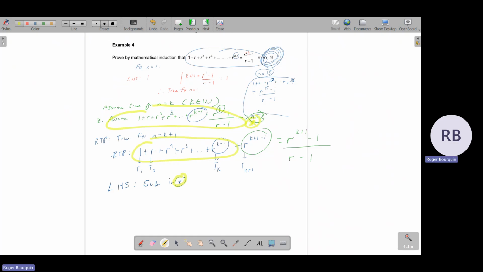We assume. Okay, so this is, you're replacing this with R to the K minus 1 over R minus 1, because this is equal to that. We assume that this was true. So this is that part, and we can't forget about this thing on the right here.